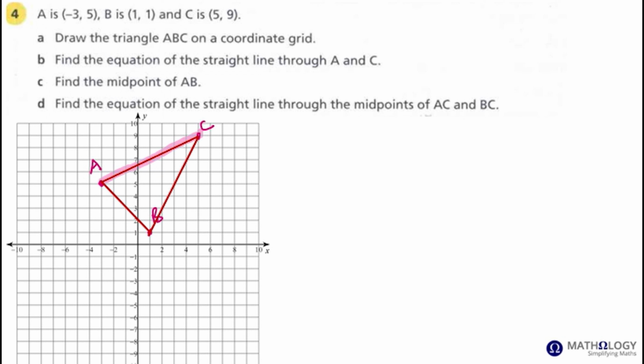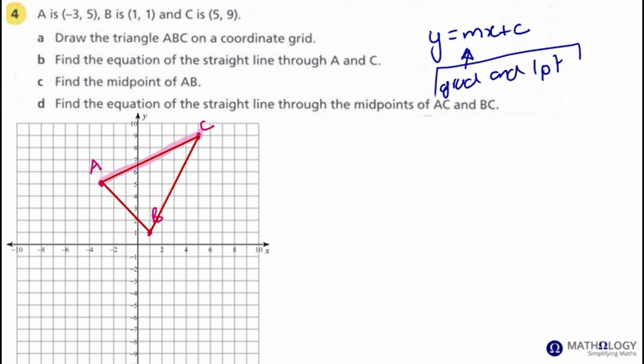Okay, now a straight line has the equation y equals mx plus c. We need to know the gradient and one point, right? To find c, can you see from the graph what the y-intercept is? No, it's not clear, right? It's between 6 and 7. We don't know that it's 6.5, and we can't guess. So we need a point to find out the value of c. We need the gradient and one point, just one point.